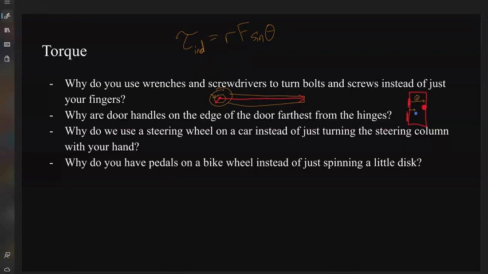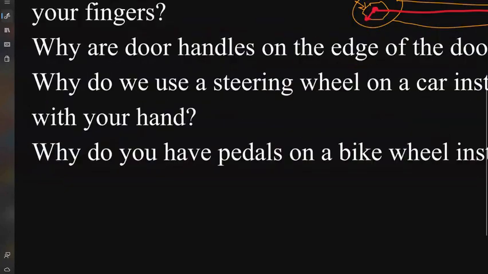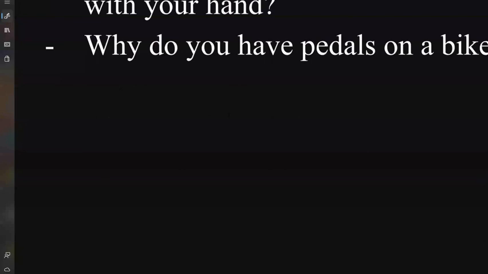All right. Why do we use a steering wheel instead of just turning the steering column with your hand? Well, in a car, the steering column is just one metal rod that goes down, and there are gears around the bottom of it. When you turn the steering column, the gear turns, and then it meets up with another gear, and that's what pivots the wheels to go back and forth. But if we are only using our hands, then the radius that we have is just from here to here.